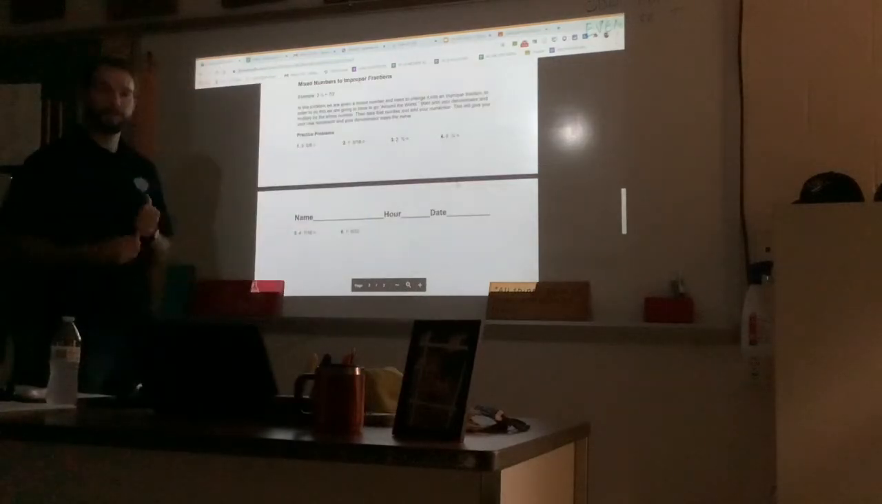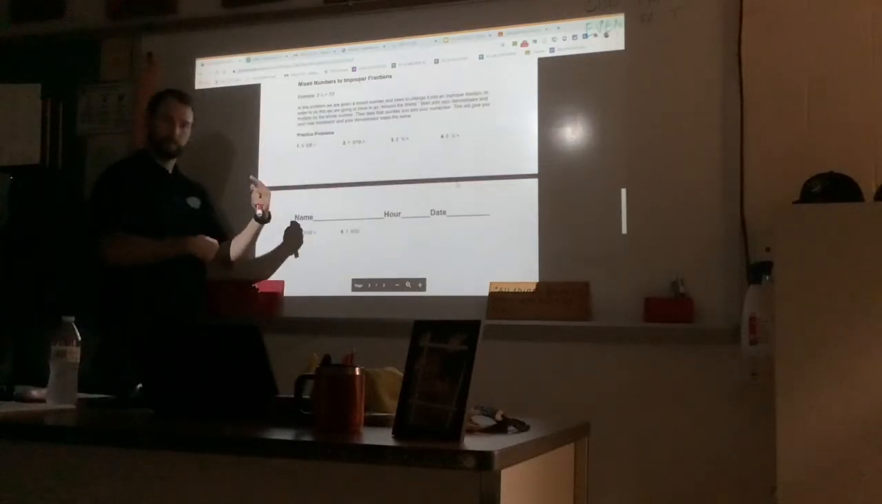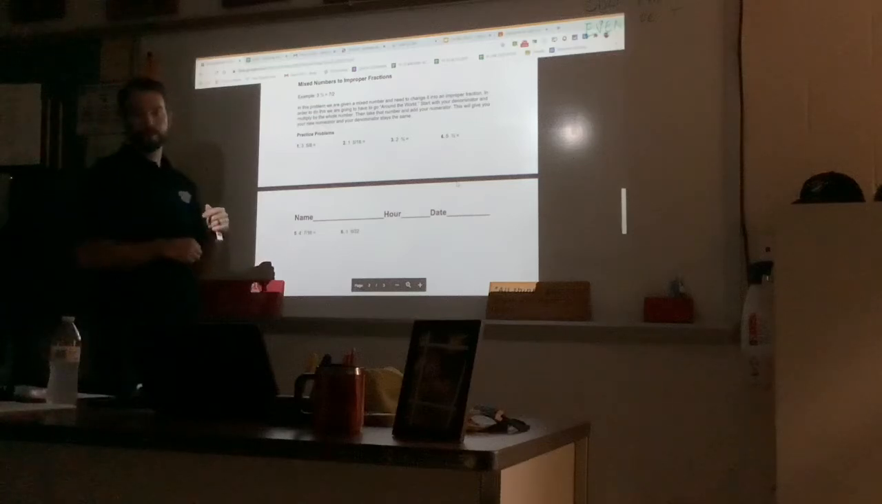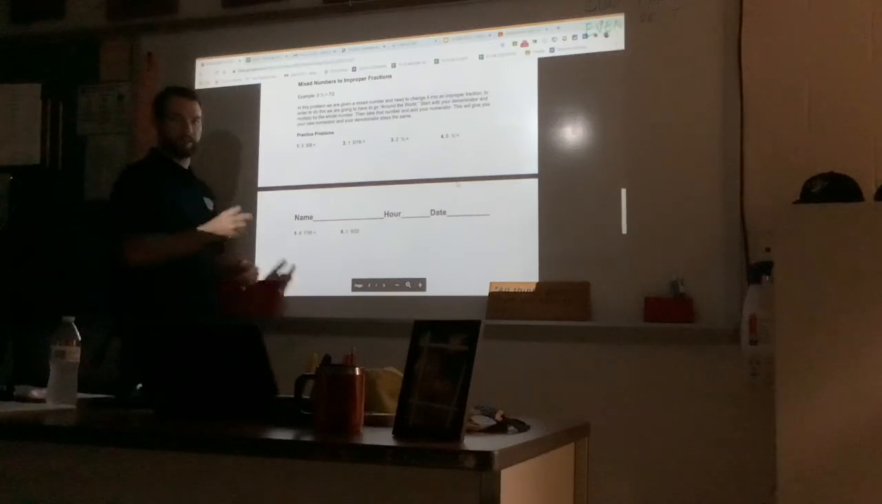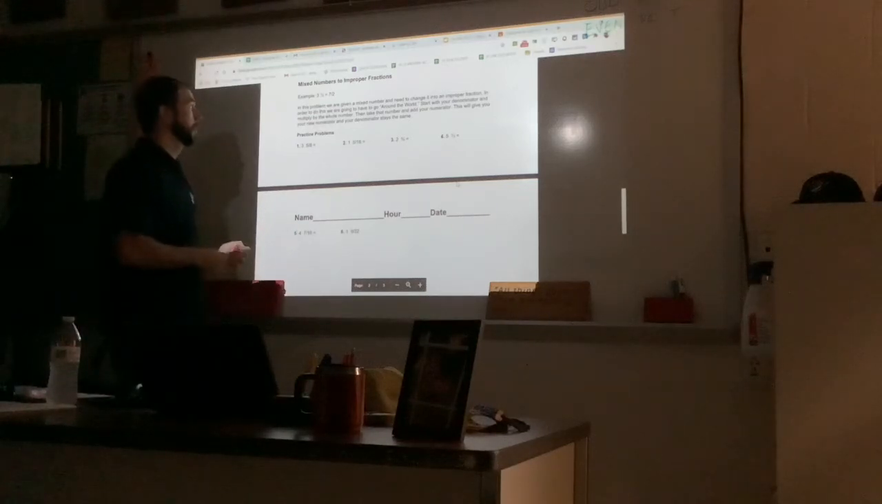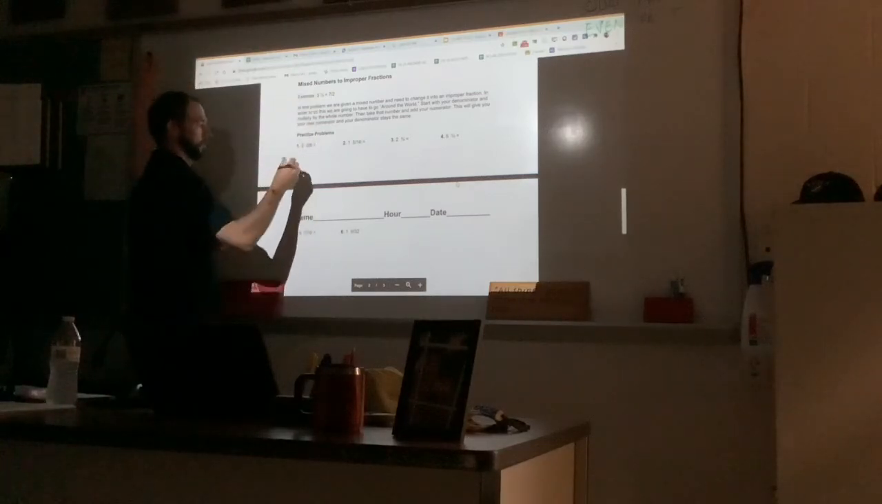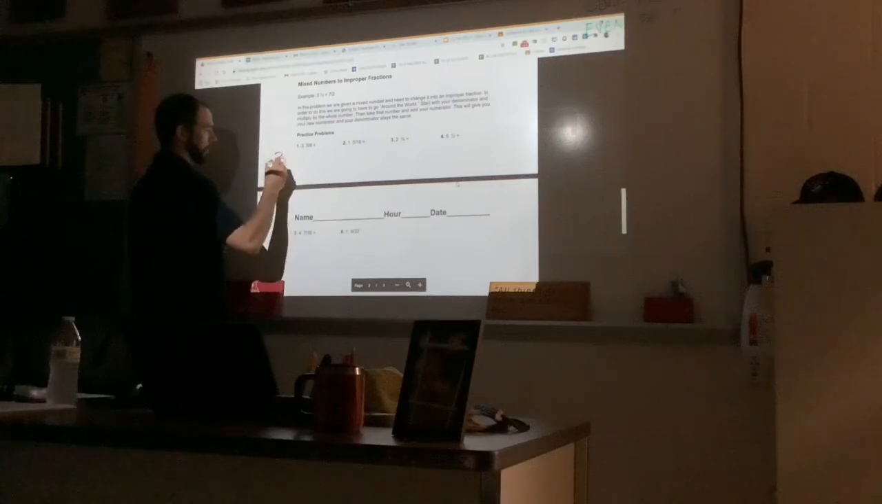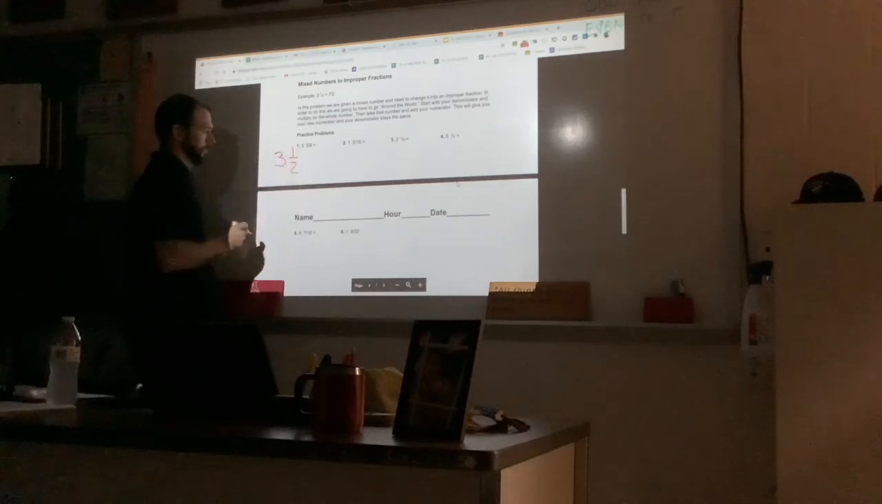And lastly, on our intro to fractions, we're going to go the opposite way from that. We're going to start with a mixed number and change that to an improper fraction. So we have, in our example, 3 and 1 over 2.